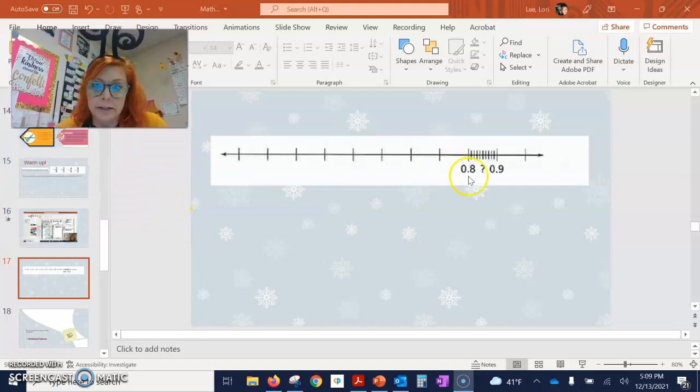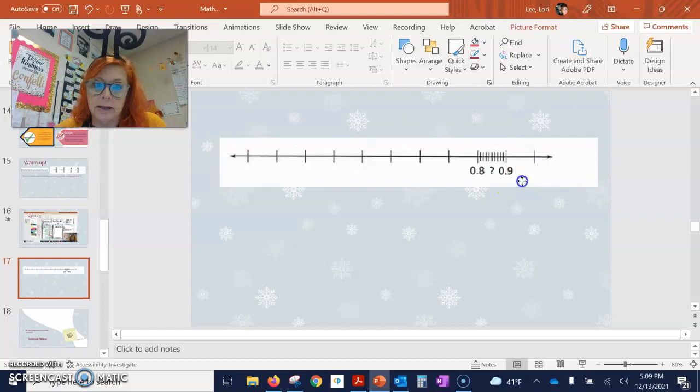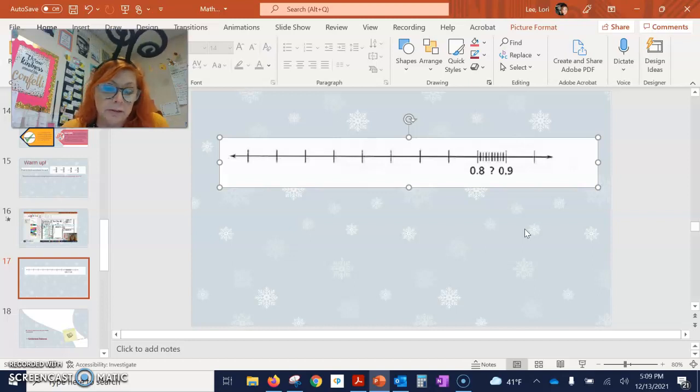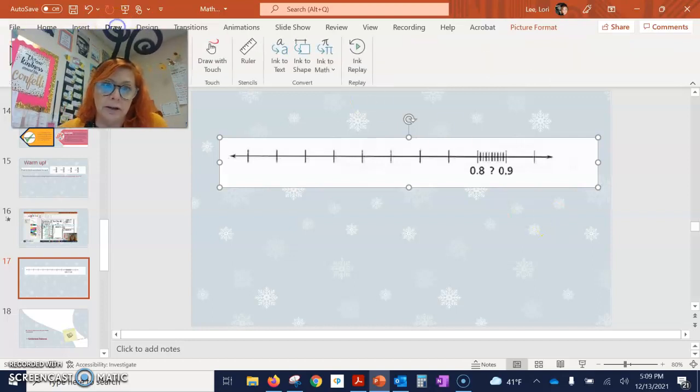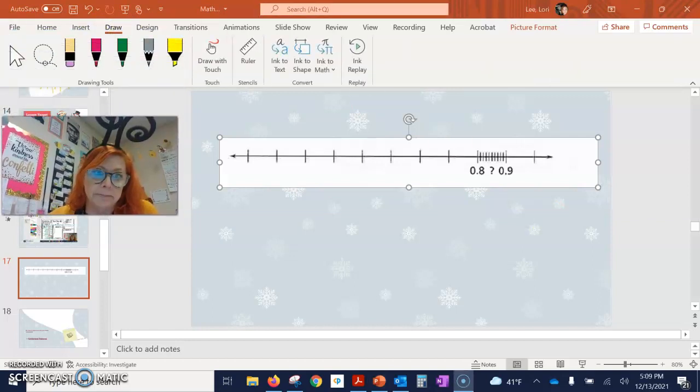All right, my dears, let's take a look at what we got going on today. So today we're going to be working on labeling number lines, okay? And the first thing to do before you start writing on your number line at all is just kind of figure out what is going on with the number line, right?